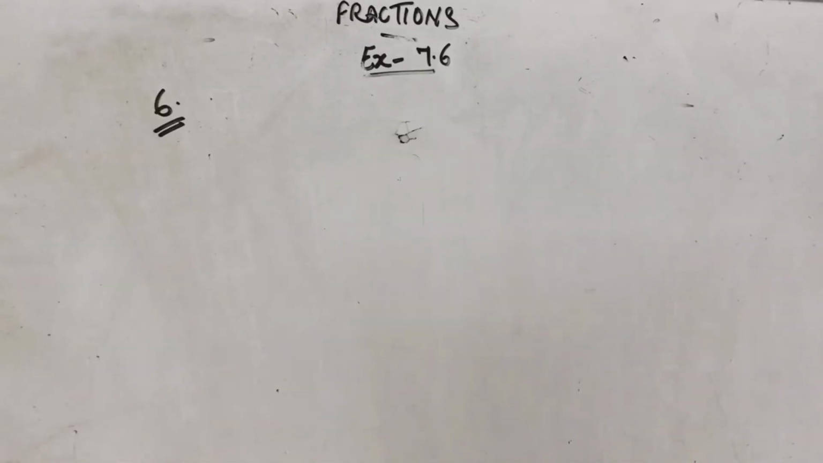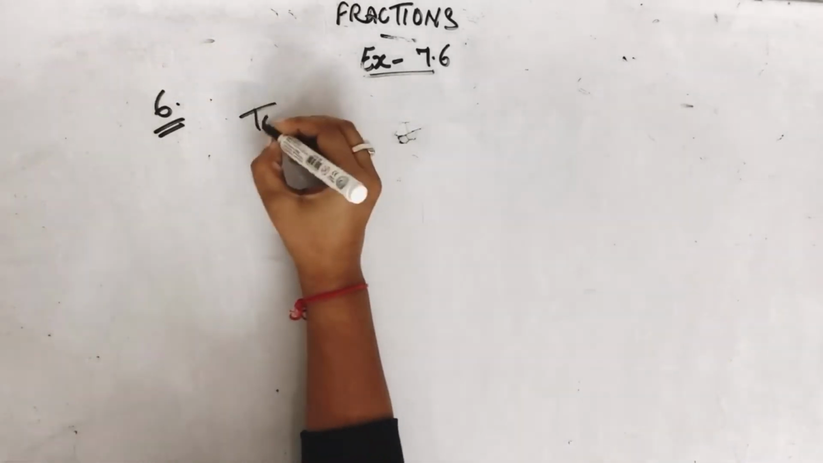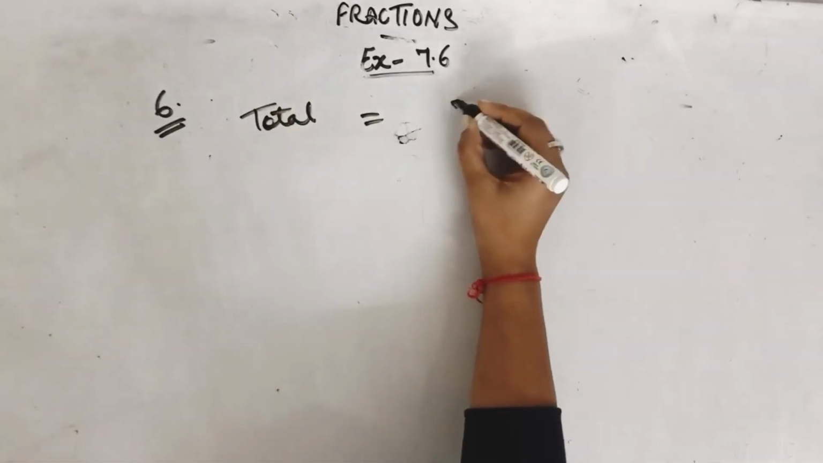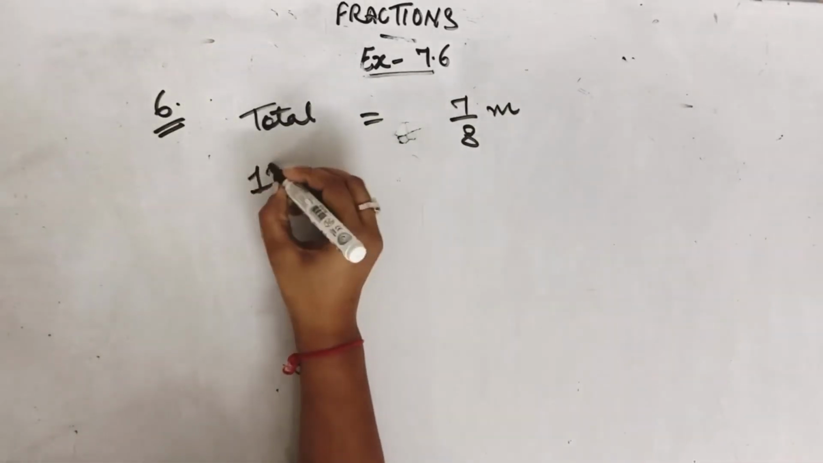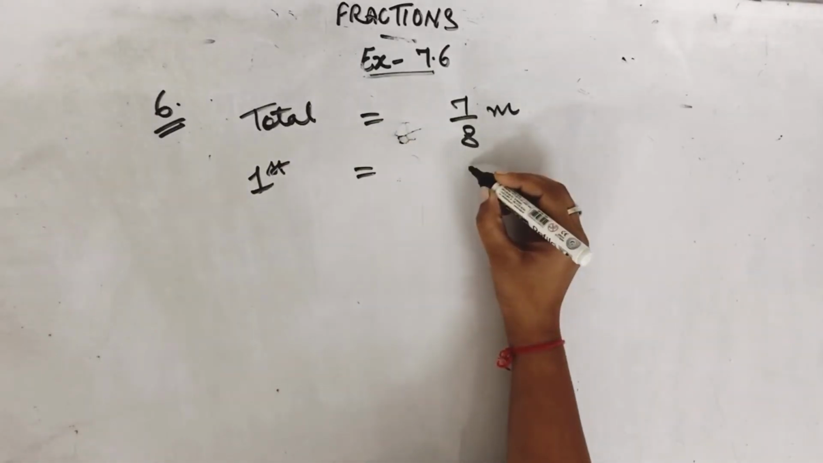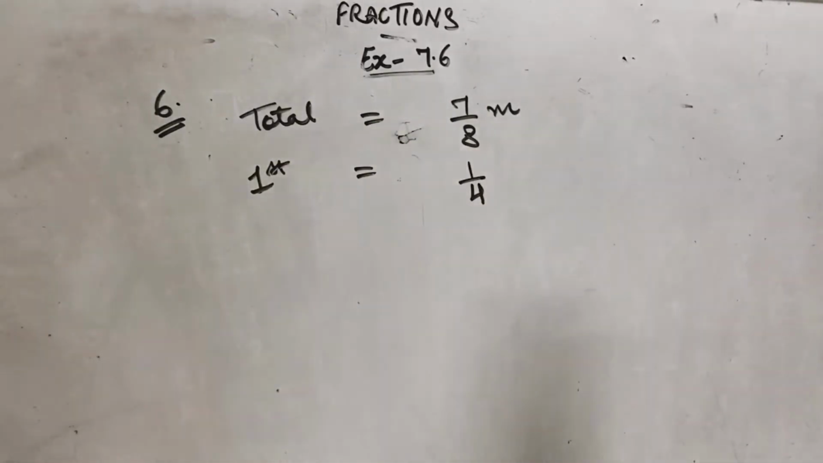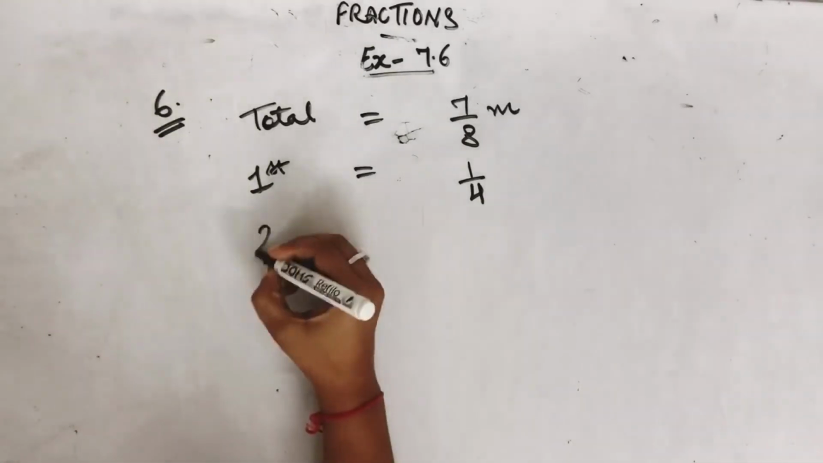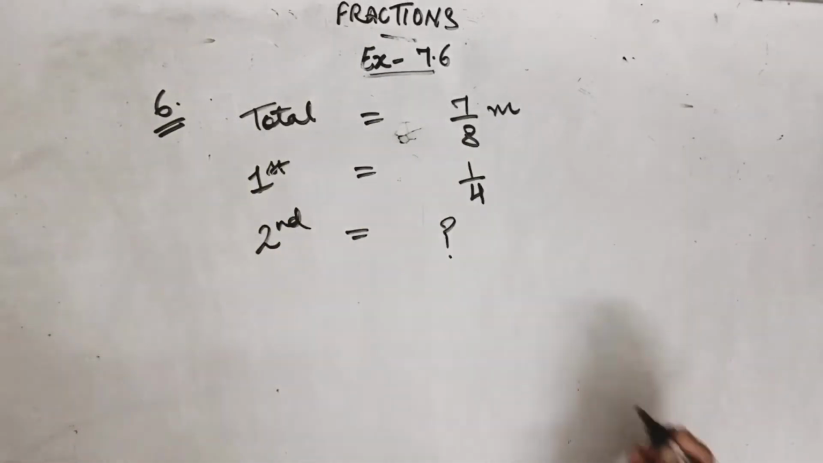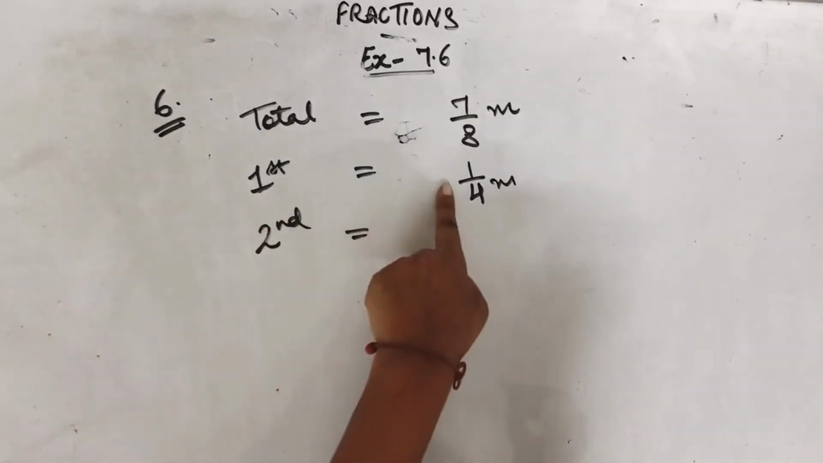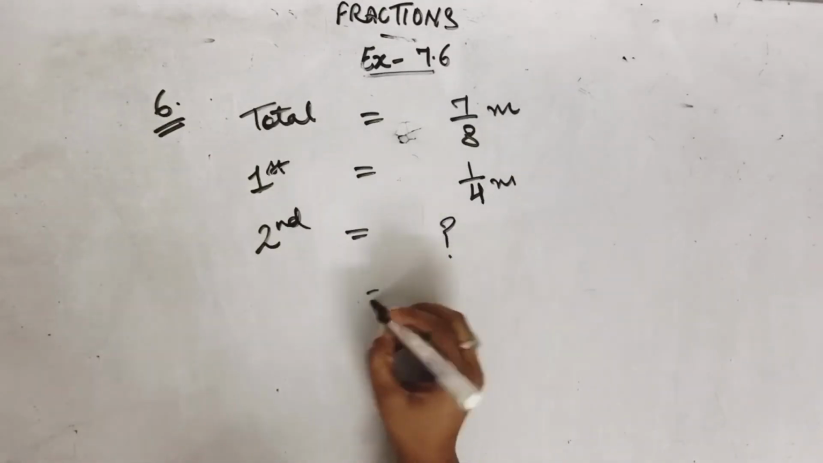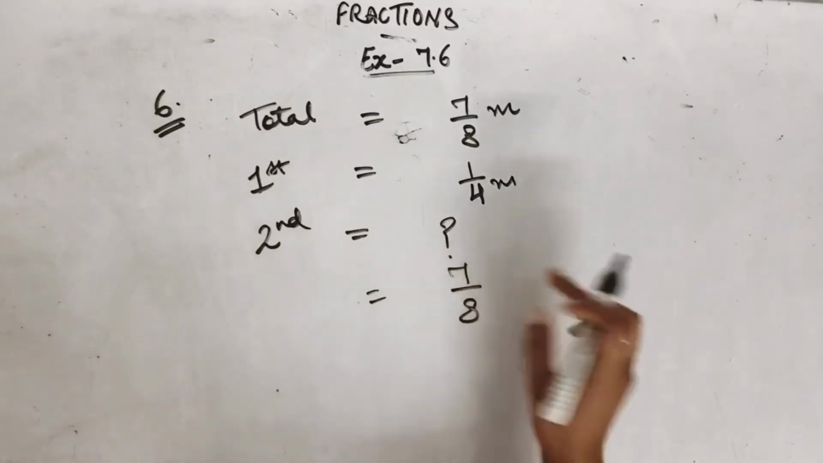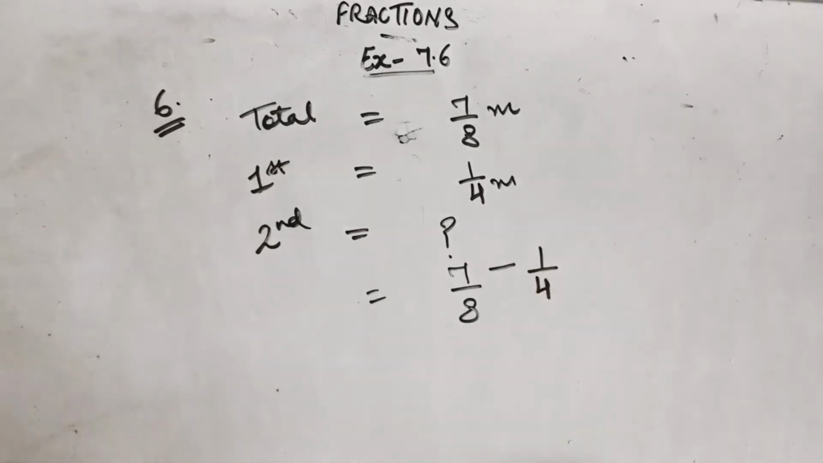A piece of wire 7 by 8 meter long broke into two pieces. Total length of the wire is 7 by 8 meters. It broke into two pieces. First piece, length of first piece is 1 by 4. What will be the length of the second piece? Second piece की length find करनी है. It means you will subtract the length of first piece from the total one. So length of second piece will be 7 by 8, that is total, minus 1 by 4.